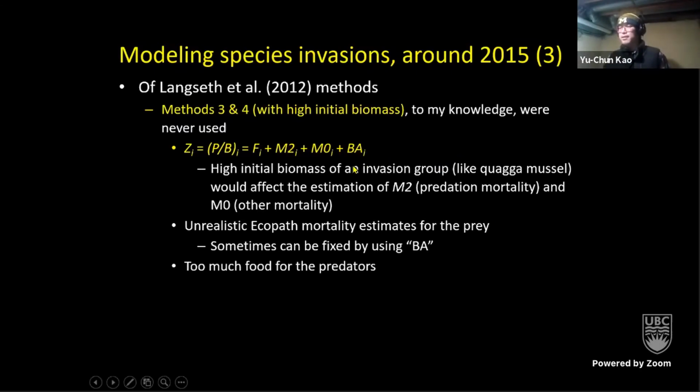All I am saying is, if you enter a very high initial biomass and you are not thinking carefully, there is a very high risk of resulting in a very wrong estimate of these mortality rates in the Ecosim model. That is the main reason we are not using that method.